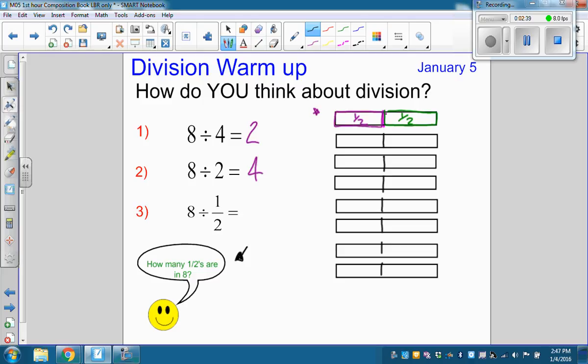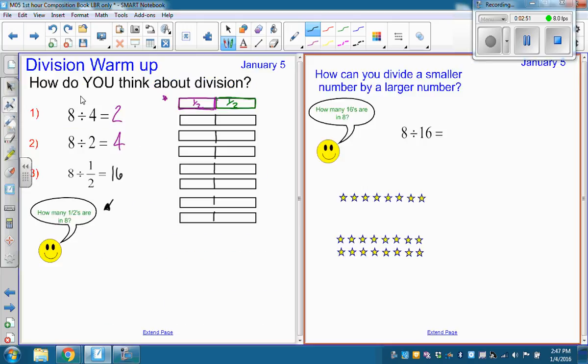So this little smiley face here is trying to get you to think about how you would say in English what this problem number 3 means. And it's asking you how many 1/2 size pieces are in the 8 whole pieces. And the answer to that is 16. So those pictures aren't very difficult, but sometimes pictures are more difficult to see.